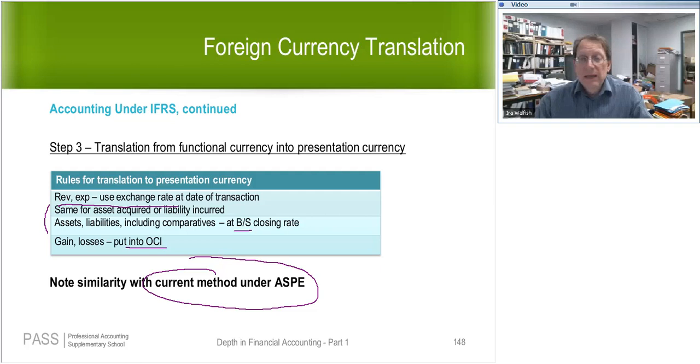Why does it not go to other comprehensive income under ASPE? I said it was the same. How come it doesn't go to OCI? I thought it was the same. Thank you, Mohammed. Very good. People, you don't have OCI under ASPE, but you only have that under IFRS. Okay? That's the reason it's different. But in both cases, where's it not going? Income, P&L. Doesn't go to P&L. Okay, it goes to OCI because you have OCI for IFRS.